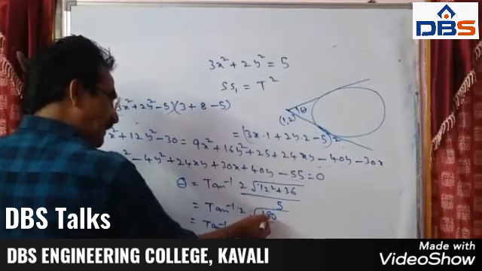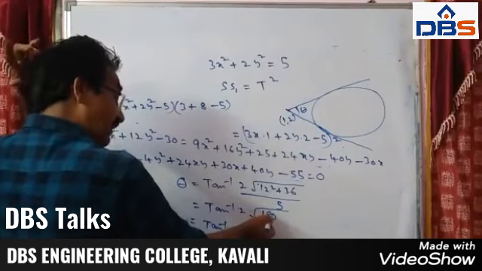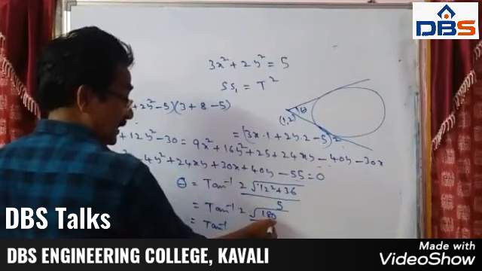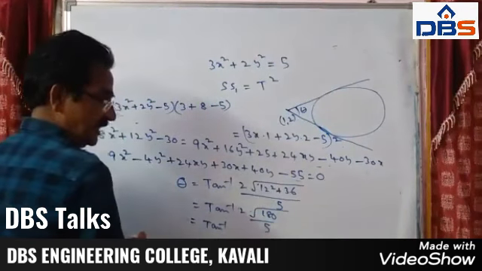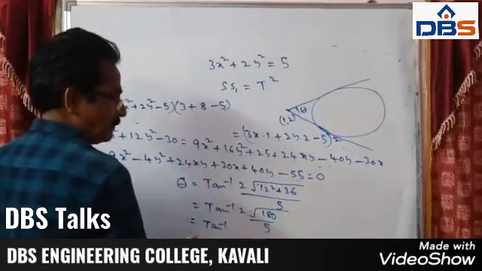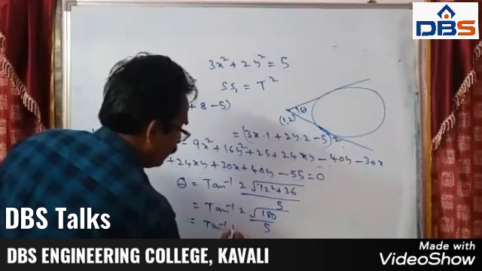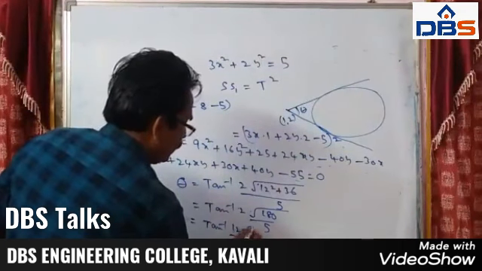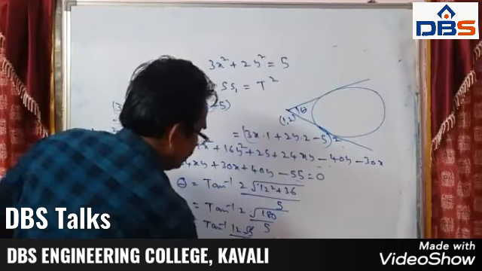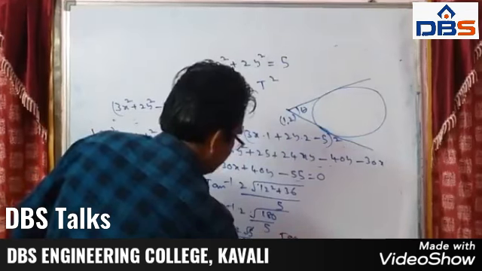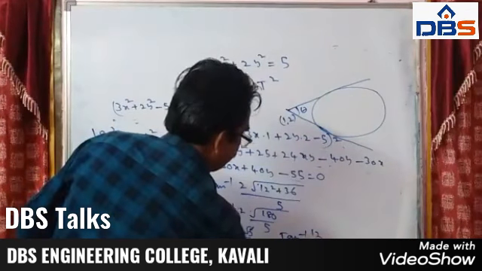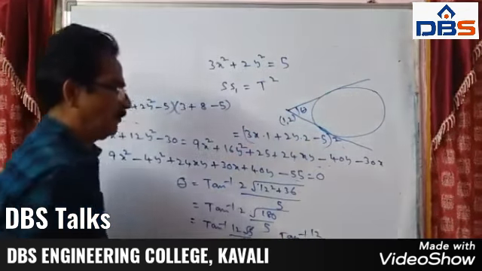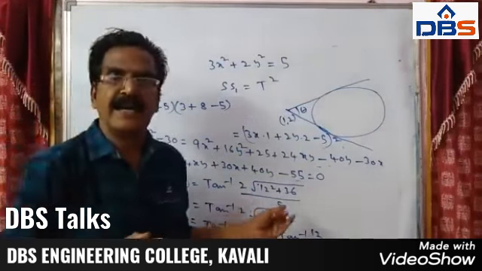180 by 5. So 36 let us take out. 36 comes out as 6, so 12 root 5 by 5. That cancelled, tan inverse 12 by root 5. Tan inverse 12 by root 5 is the required angle.